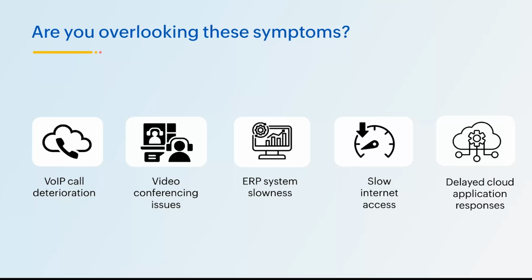VoIP call quality deterioration: the symptoms are frequent call drops, jitter, and poor audio quality. The next is video conferencing issues: the symptoms are video lag, pixelation, and frozen screens. Third is ERP system slowness, where the symptoms can be slow transaction processing and data retrieval delays. Then we have general network sluggishness, for which the symptoms are slow internet access and delayed cloud application responses. So to regulate the bandwidth allocation or the rate at which the network is used, traffic shaping becomes a business imperative.